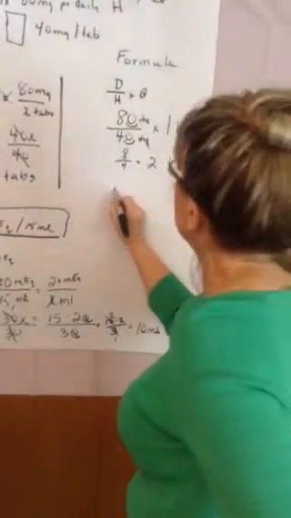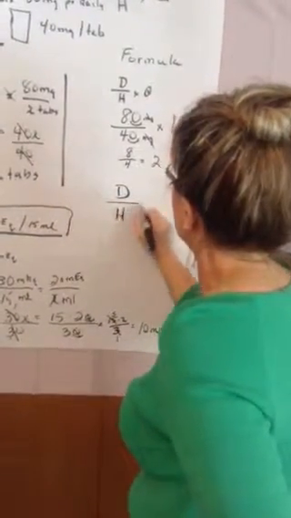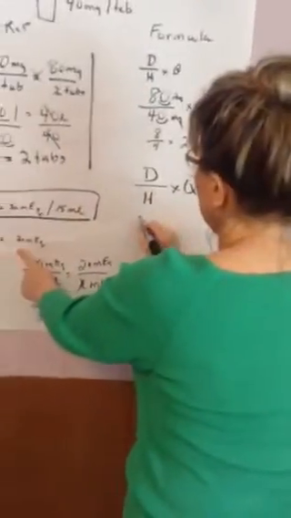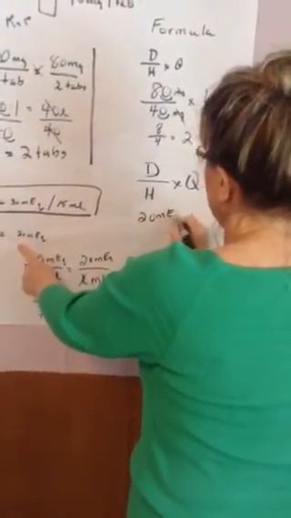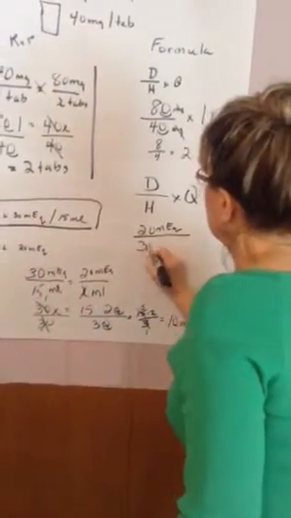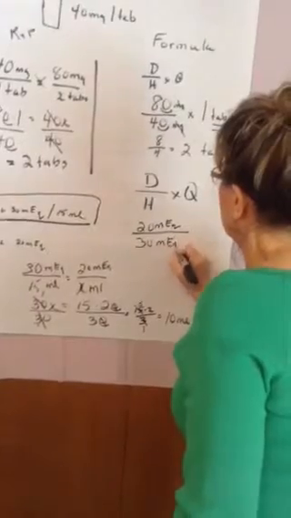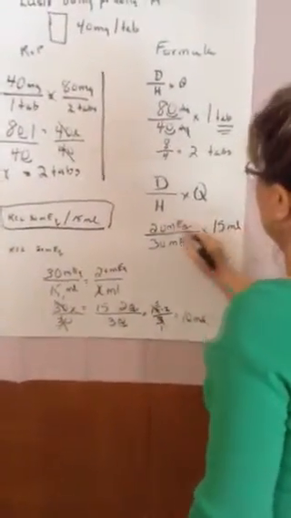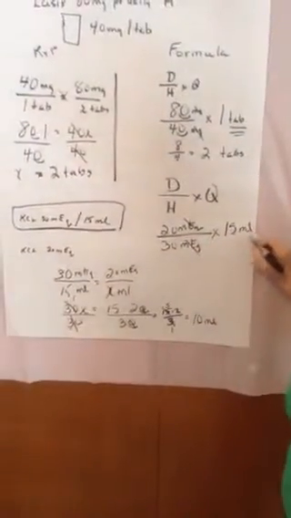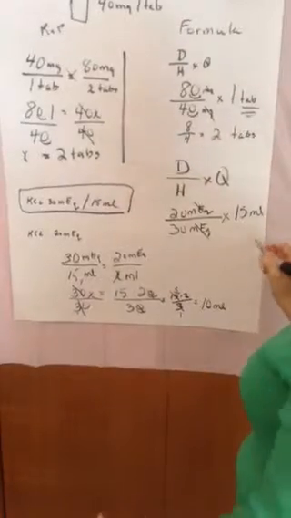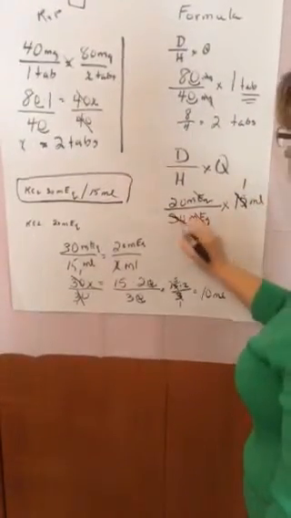So if we were doing the formula, it's D over H times Q. Desired, he has ordered 20 milliequivalents, over what's on hand, 30 milliequivalents, times our quantity, which is 15 mils. We know we've set it up right because our answer is going to be in mils. Those are crossed out. Well, I hope you know this, but 15 goes into 30 twice.